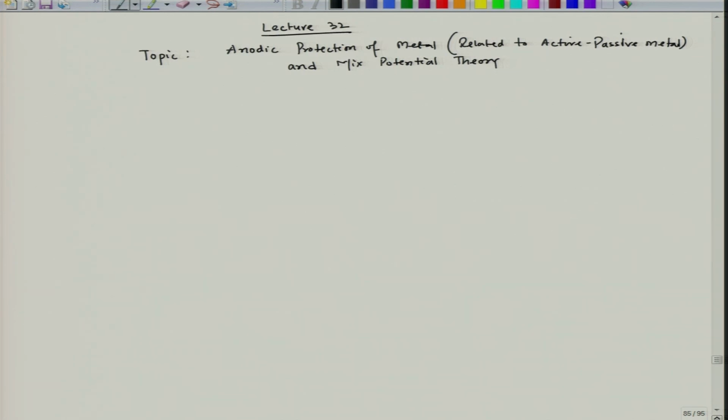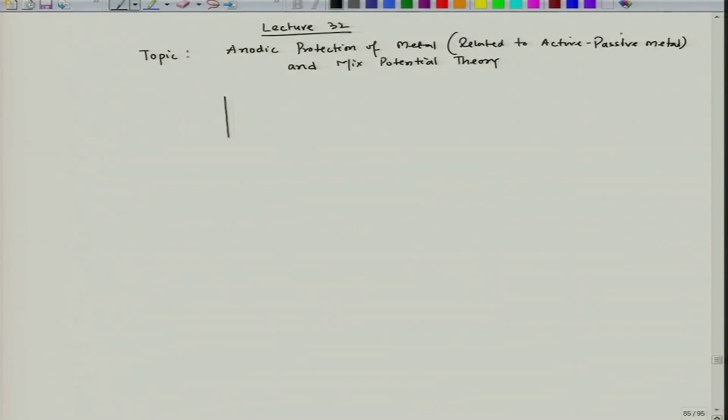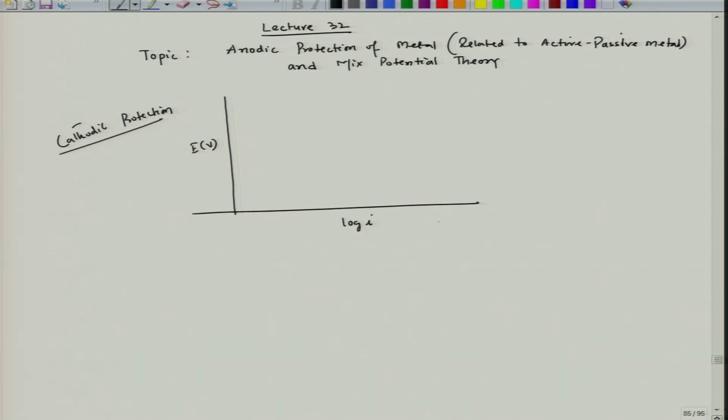Actually, we'll try to have reasons on the basis of mixed potential theory why active passive metal can be anodically protected. Now, as we have seen in case of cathodic protection, the theory says, the mixed potential theory says, if you see cathodic protection, so this is E volt and then this is log I ampere per centimeter square.